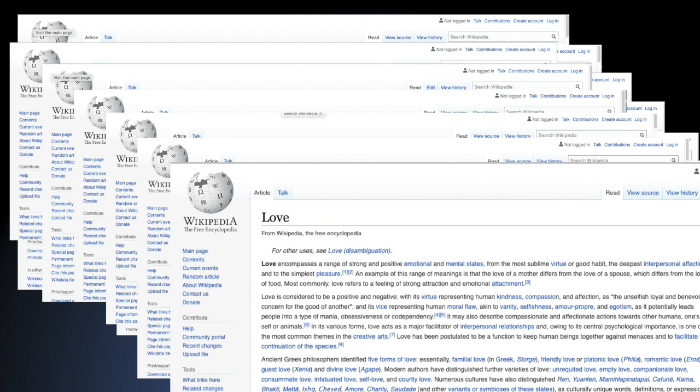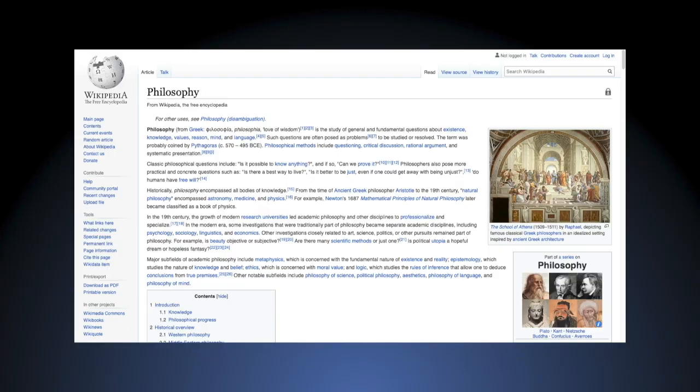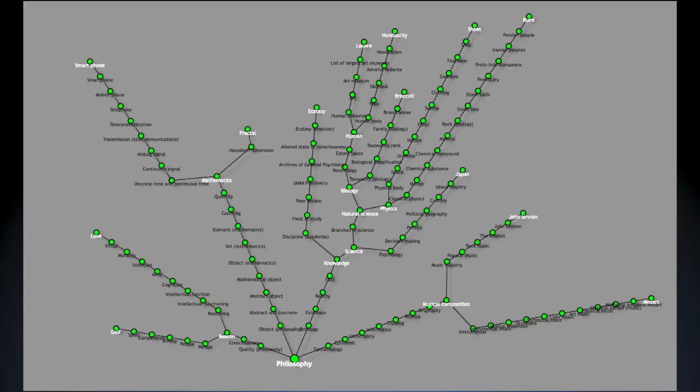Thanks to a clever algorithm, if we were to follow the very first link on each page and then repeat the process, following the first link from that page and so on, we find that all the links eventually lead to, and yes, this will disappoint some mathematicians, everything leads to philosophy. And interestingly, tracing all these connections creates a branching form, suggesting that there is some kind of fractal substructure and function to knowledge itself.